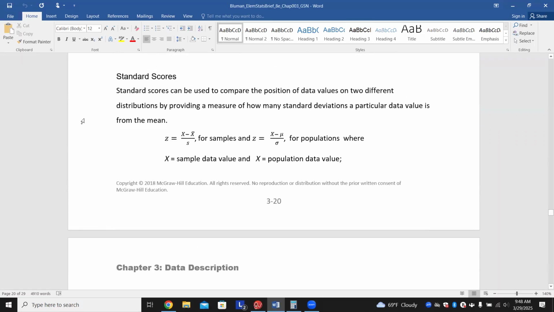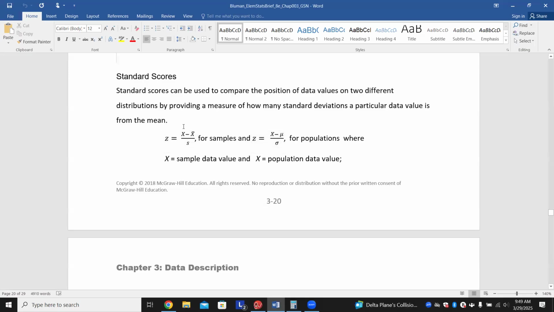Standard scores can be used to compare the position of data values on two different distributions by providing a measure of how many standard deviations a particular data value is from the mean. We'll call this a Z for now, and it actually has a name: it's called a Z-score instead of standard score. Anytime you see the Z, that's what it means. It's the same score whether it is a sample or population, because it's solved the same way, it just has a different meaning.